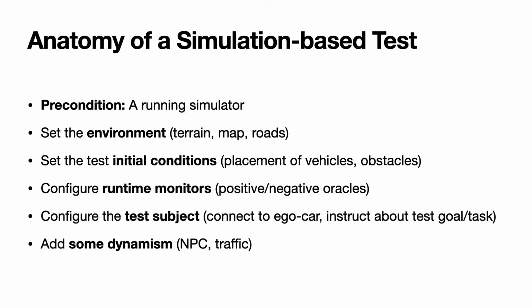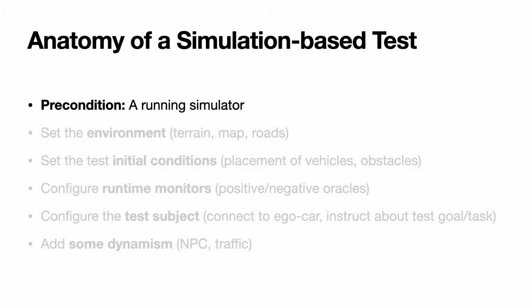So this is the agenda for this part: the anatomy of a simulation-based test. There might be different ways of doing that, so don't take this for granted. We start with a precondition to have a running simulator, then we see how to set up the environment and the initial condition of the test, mainly how to place obstacles, how to configure and set up the oracles and the test subject. And finally, we are going to look at how we can add some dynamism to our test. Let's start with the precondition.